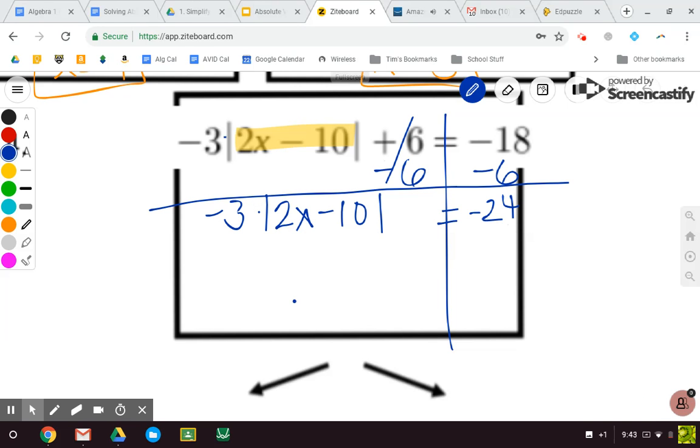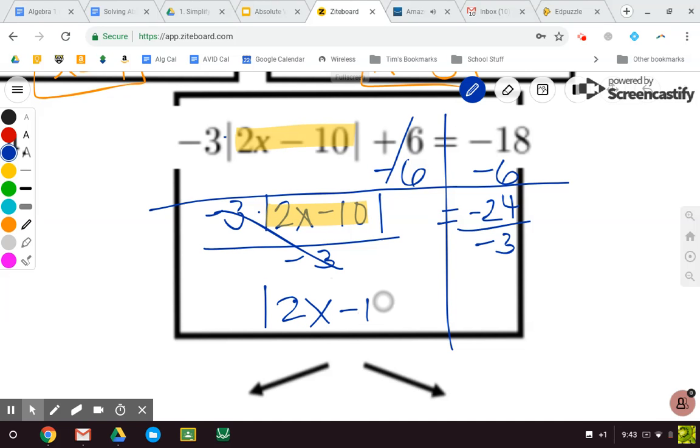Then I'm going to get rid of the multiplication because that absolute value is still not by itself. I'm going to divide by the -3. And I got the absolute value of 2x minus 10 is equal to +8. Now, if this said -8, we would stop because that's not possible. But because it's a positive number, I can keep going.